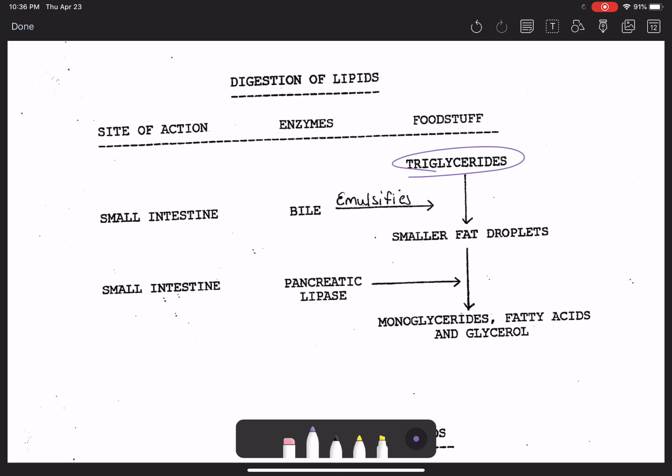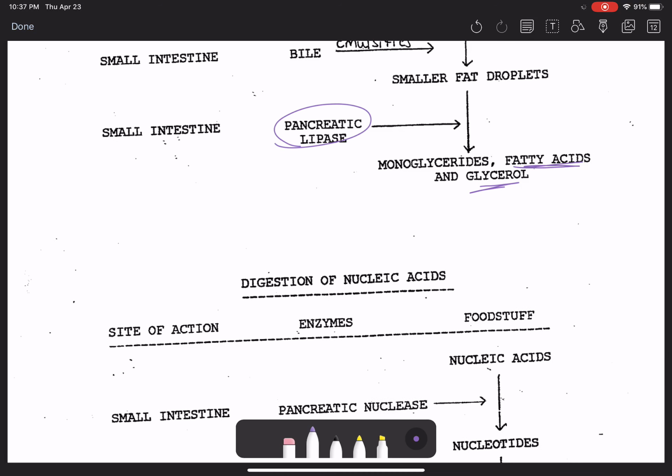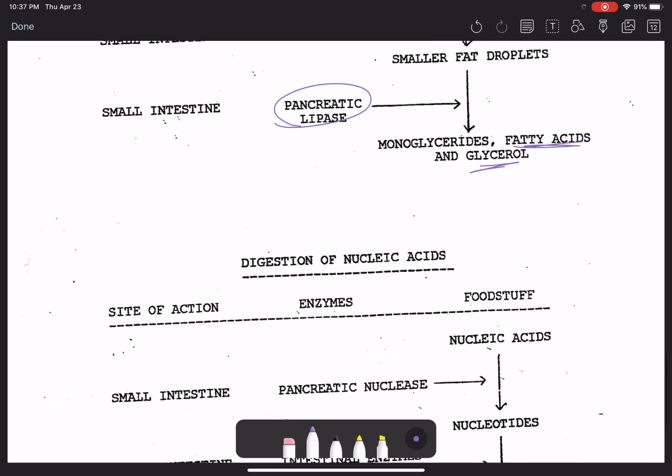So bile helps to break down the big droplets of triglycerides into small droplets of triglycerides, but that's just physical digestion. So after the bile does its work, you're still left with just triglycerides, albeit in smaller fat globules. Pancreatic lipase, however, which is part of your pancreatic juices, is going to actually chemically break down those triglycerides and turn them into fatty acids and glycerol. And then those fatty acids and the glycerol can be absorbed through the columnar epithelial cells lining the intestines.